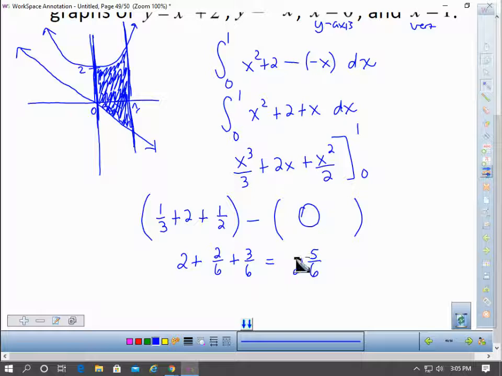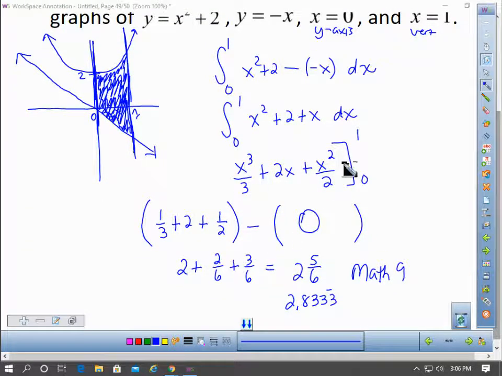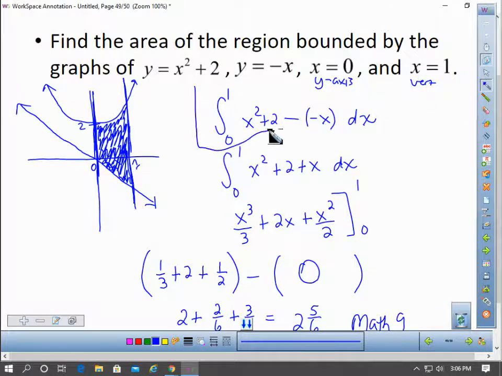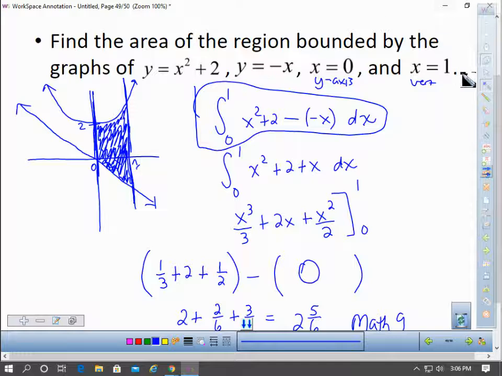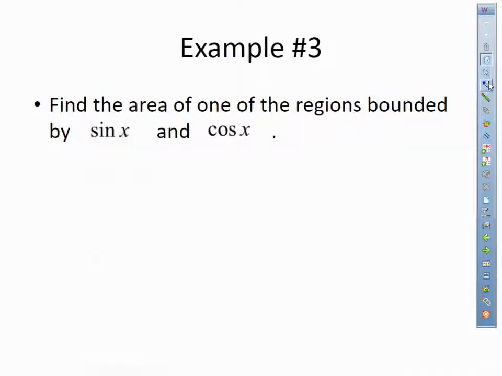So if you're Math 9ing it, remember you can always do Math 9. Math 9 is probably going to tell you 2.8333 repeating, because I think that's what 5/6 is. All right. So that way you can double check your answer. Remember, don't do it all with Math 9. Go through and do the work yourself, and then check your answer with Math 9 by just putting this integral into the calculator, and it'll tell you the answer. All right, check your work.